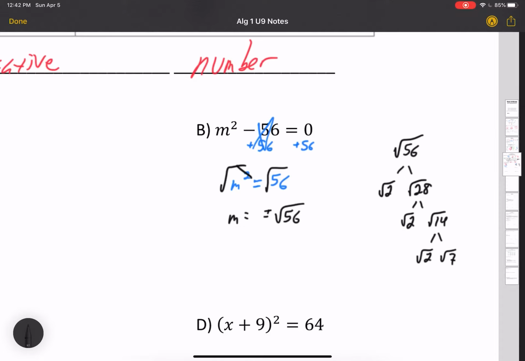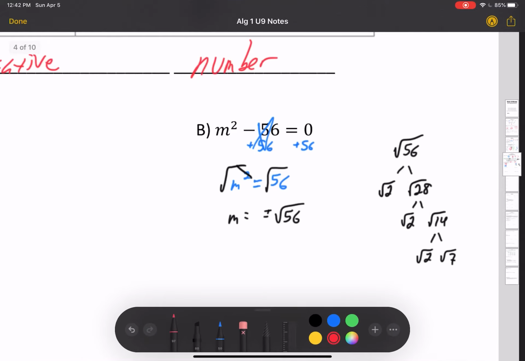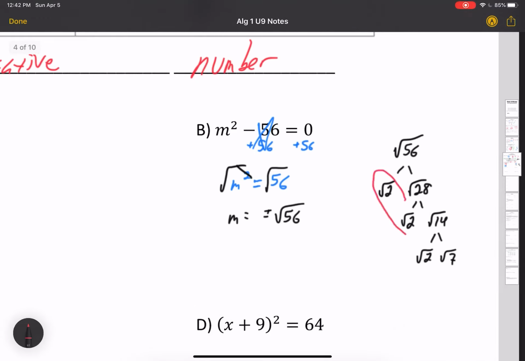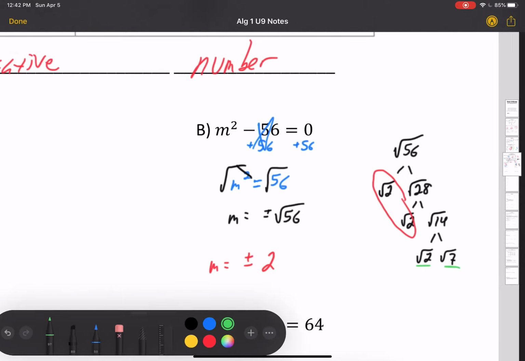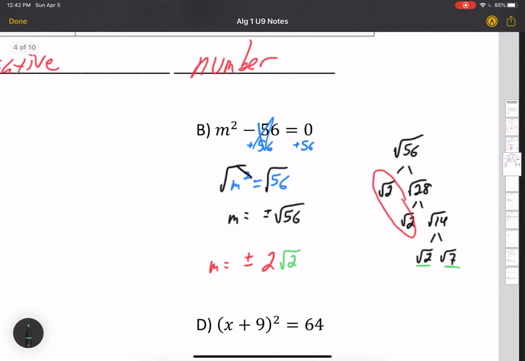Still no perfect squares. But remember, we can buddy things up. Like these 2's get to buddy up. And if you have a buddy, you get to come outside. Okay? So, plus or minus, a 2 gets to come outside. But you'll notice this 2 and this 7, they don't have buddies. Okay? So they're stuck underneath. And they get to multiply underneath.